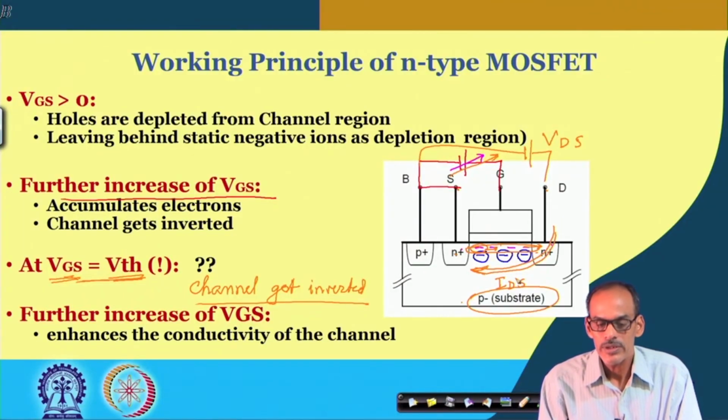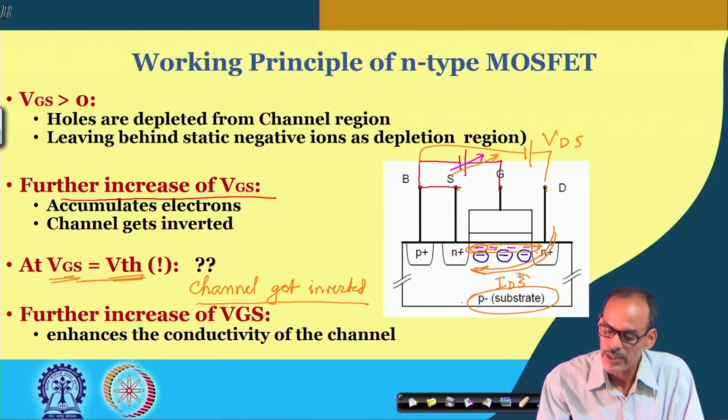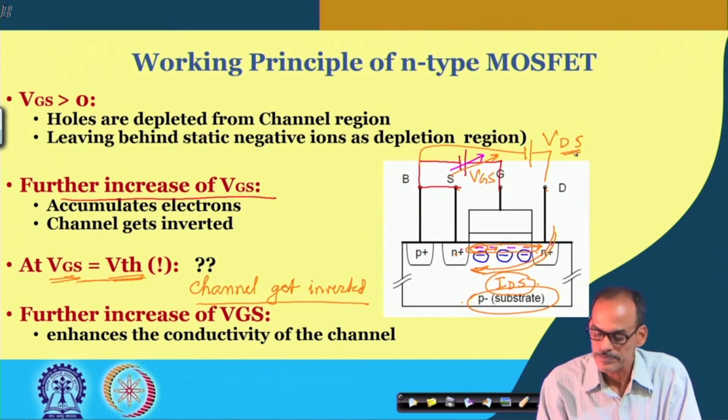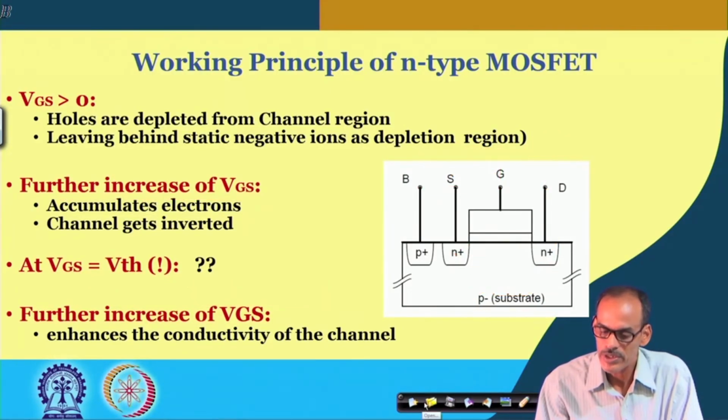So, whenever we say the IV characteristic or characteristic equation of the device, it is nothing but how this current is changing with the voltage VGS, and how it is changing with VDS. We are going to go into further detail of how the characteristic equation can be obtained in the next slide.